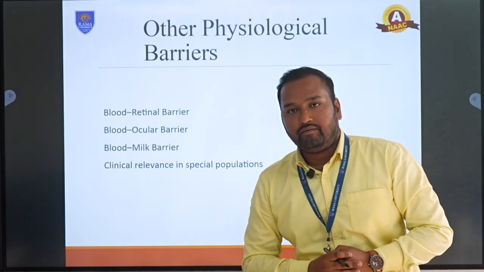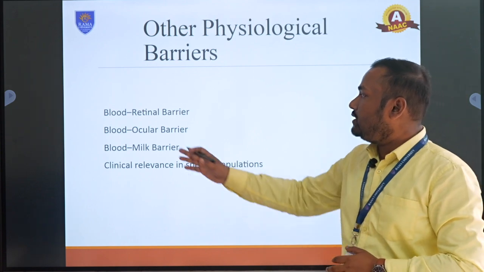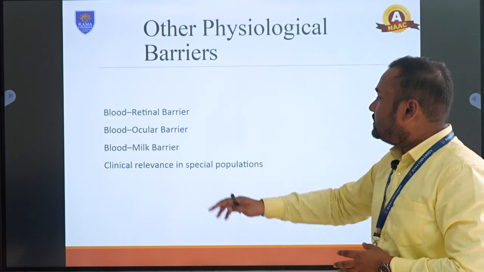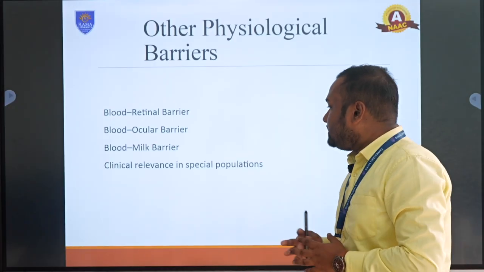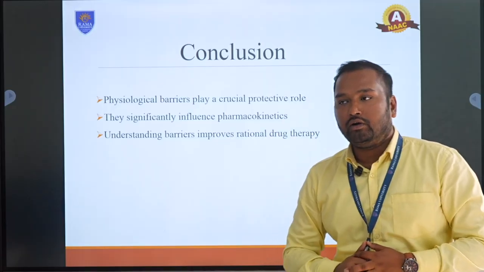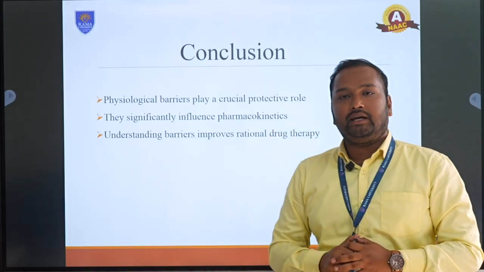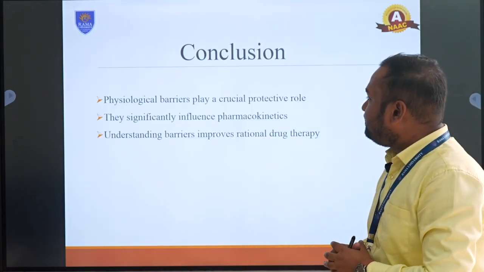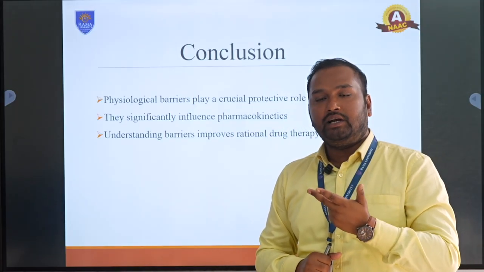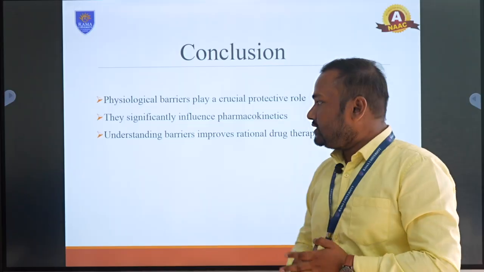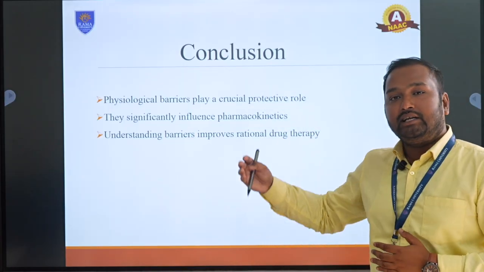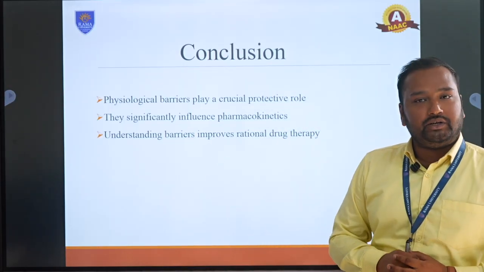Along with this, we have lots of other physiological barriers. For example, the blood retinal barrier, the blood ocular barrier, that is blood in our eyes, and then the blood milk barrier, which has some clinical relevance in special populations. So, I am going to conclude that physiological barriers play a protective role as well as significantly influence pharmacokinetics, basically absorption, distribution, tissue permeability, metabolism and excretion. Lastly, if we understand the various barriers, then we can easily provide rational therapy for the particular patient. Thank you.